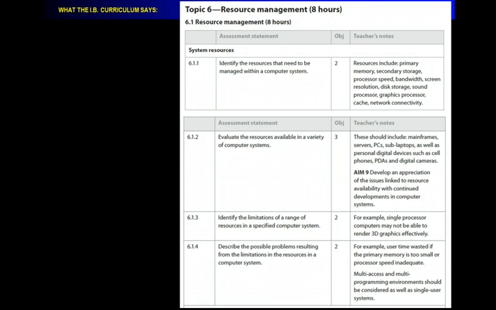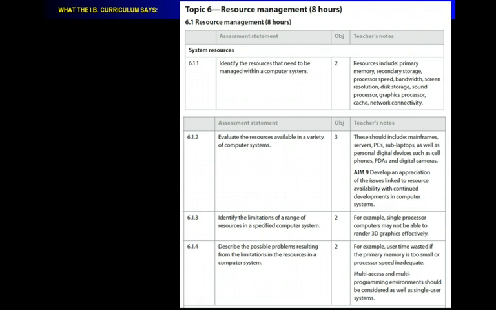Next point: evaluate the resources available in a variety of computer systems. Here we want to think about different types of computer systems other than, say, these PCs in front of you, right? We could be talking about cell phone technology, tablet technology, laptops versus desktops, mainframe computers. Even simple computing devices, like a digital camera, which doesn't have the kind of user interface a tablet has. Those are the types of things it's talking about. Notice it uses the word system, not computer device.